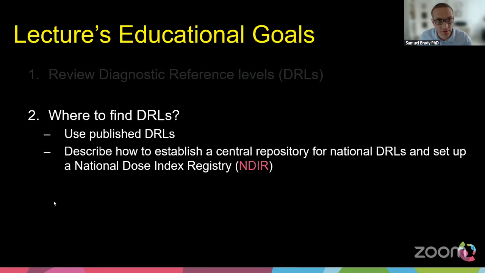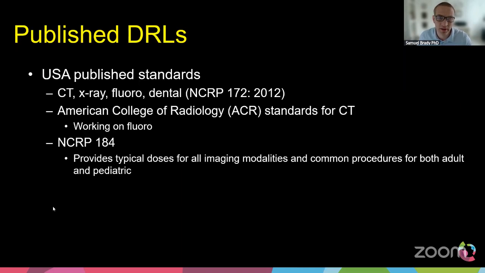So that was a quick review of what DRLs are. Now, where do I find them? How do I establish them? So first, I want to start with the very simple way to get a DRL, which is just to go onto the website, onto the internet, and download them.